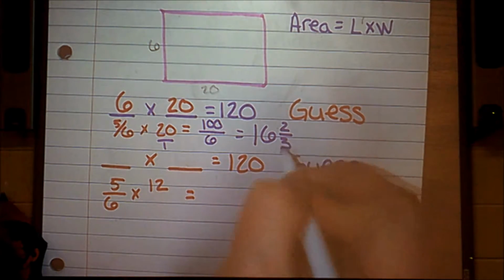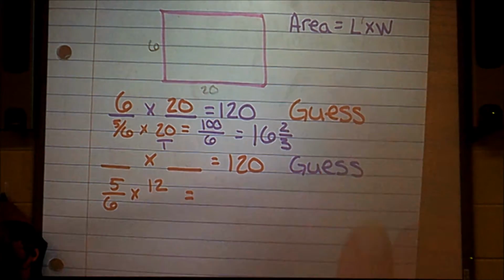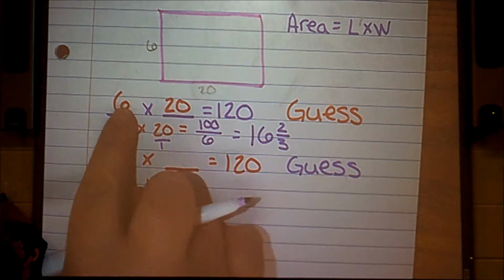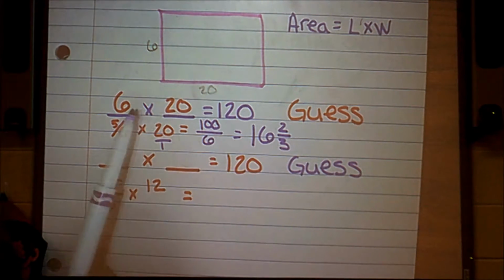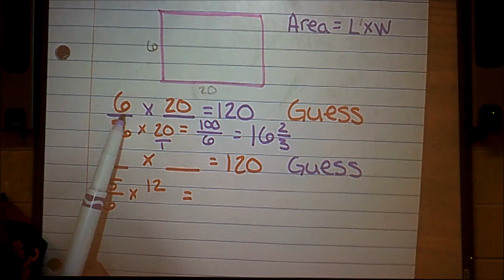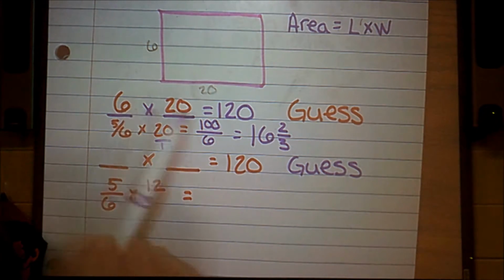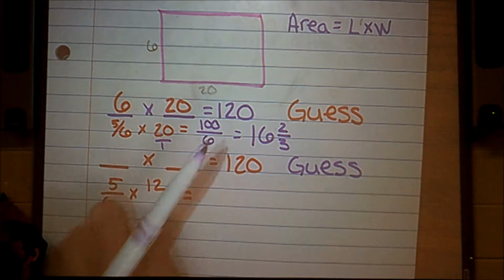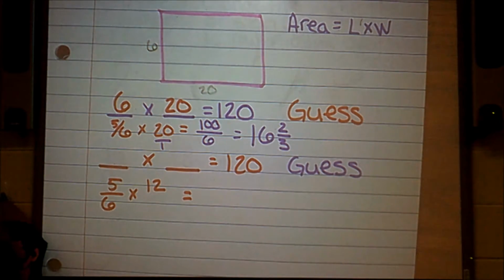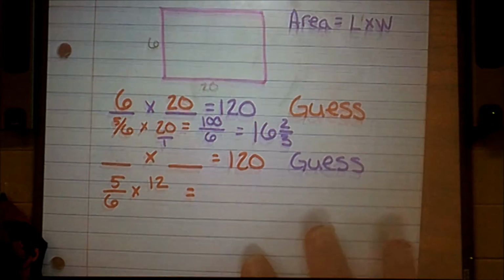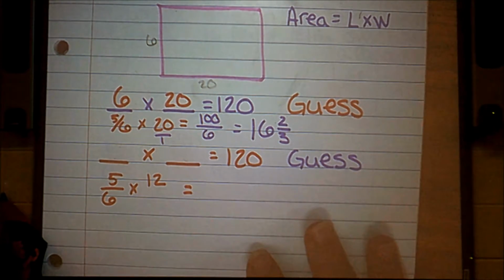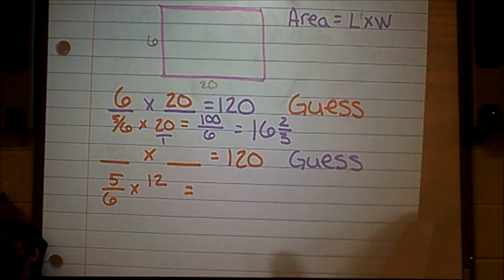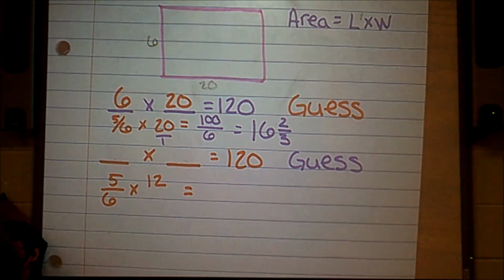I get 16 2/3. 16 2/3 is not the same as 6. So while 6 times 20 does equal 120, 6 is not 5/6 of 20. So that doesn't work. What else could I try? 30 times 4? No, that doesn't make sense, because 5/6 is almost 1.